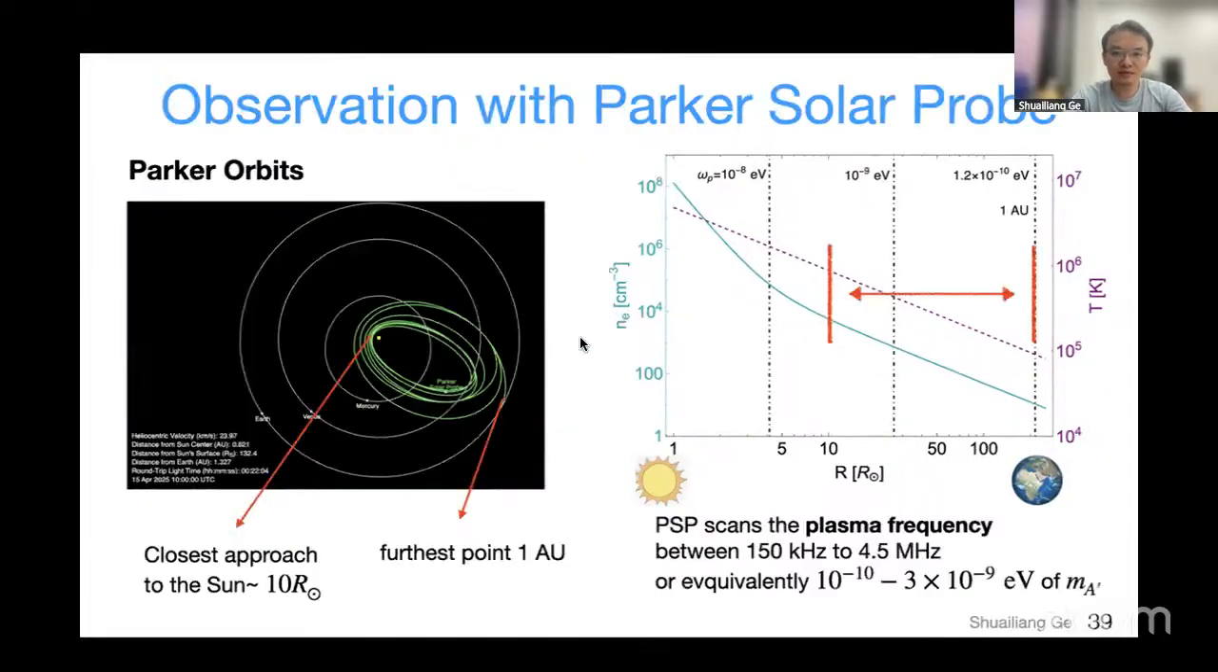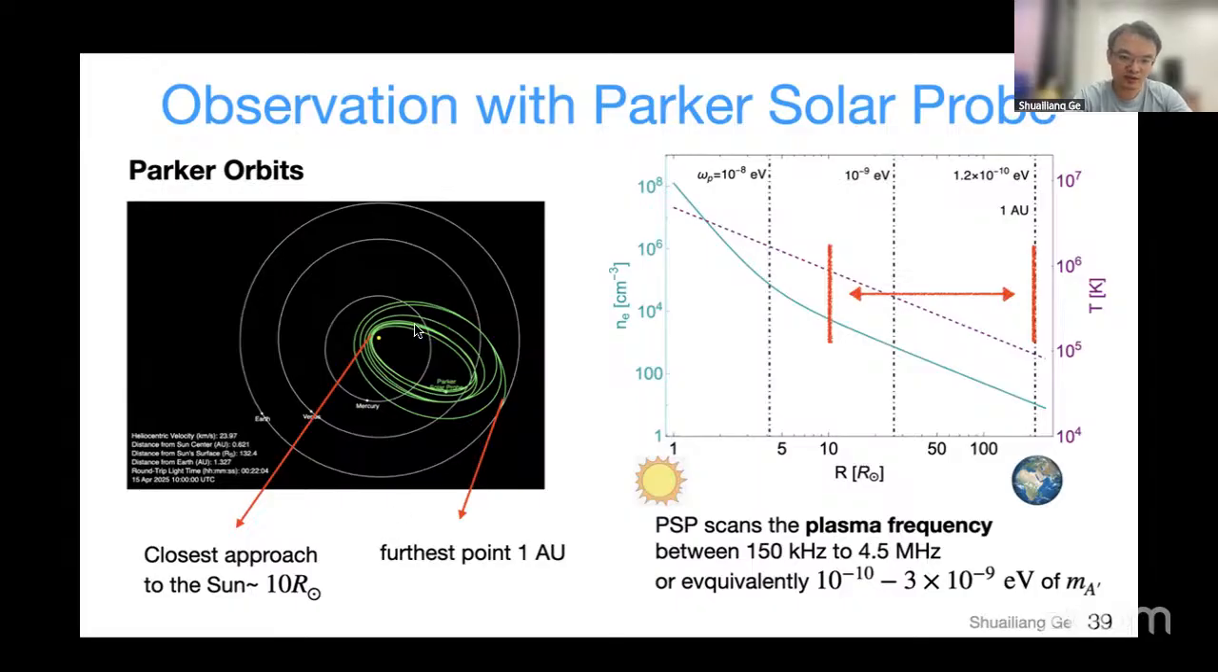Then how do we collect the photons converted from the dark photon? We use the satellite called the Parker Solar Probe. Parker Solar Probe is actually the first and the only man-made satellite that can venture into the solar corona.